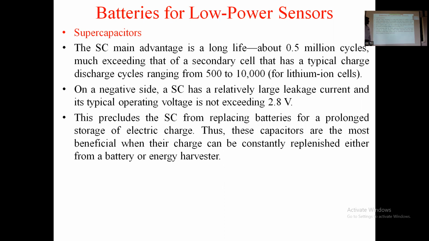Supercapacitors can be used for replacing batteries for prolonged storage of electric charge. And these capacitors are most beneficial when their charge can be constantly replenished, either from a battery or an energy harvester. Charge replenishing. What is replenishing?